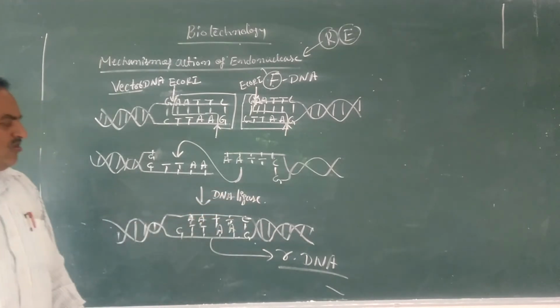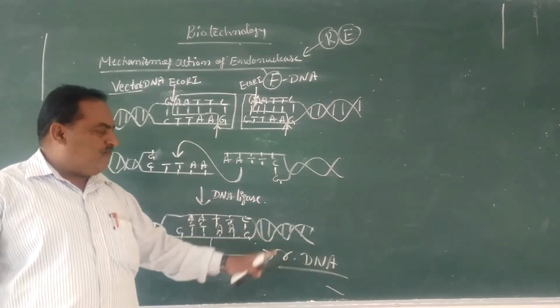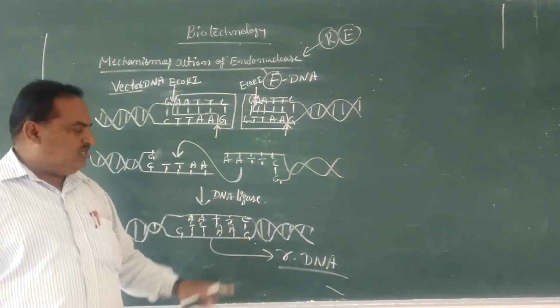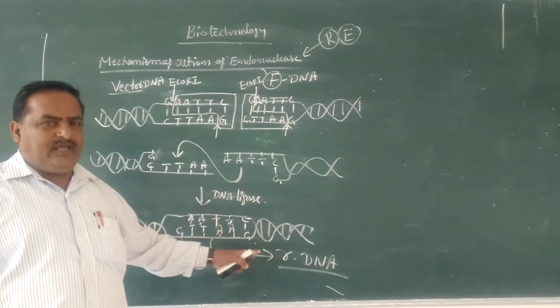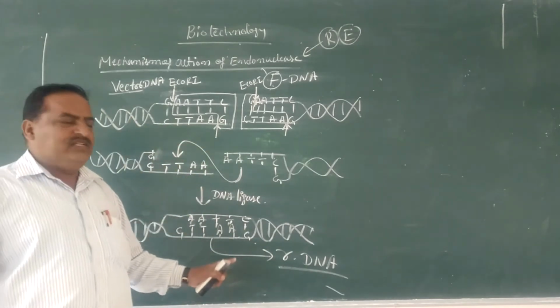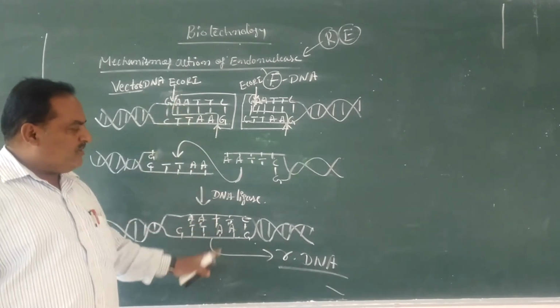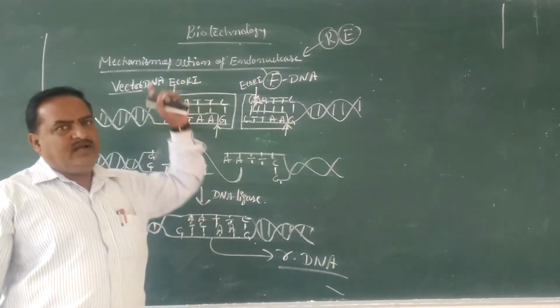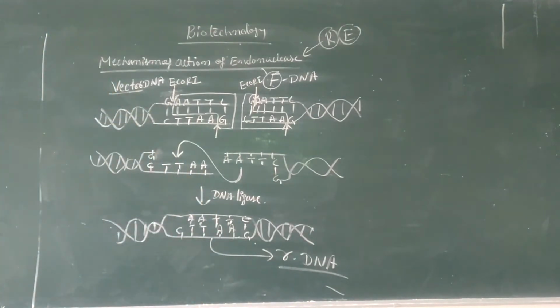That DNA is called rDNA. For rDNA technology, this kind of DNA is very important for gene cloning. For the purpose of gene cloning, rDNA is very necessary. Therefore, rDNA formation takes place with the help of endonuclease enzyme. This is the mechanism of action of endonuclease.